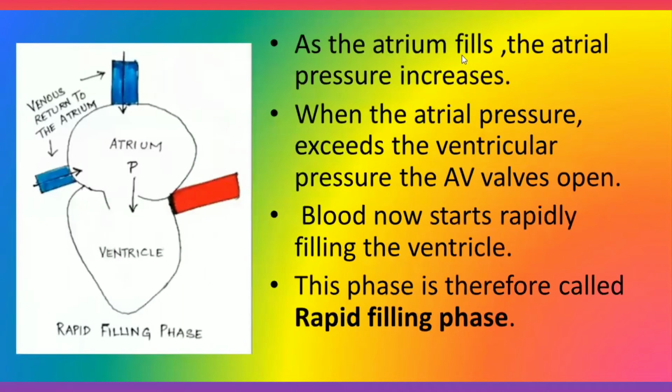As the atrium is filling, the pressure in the atrium will increase. At a certain point of time, when the pressure in the atrium exceeds the ventricular pressure, the AV valves, that is the atrioventricular valves, will open. Blood now starts rapidly filling the ventricle because of the pressure gradient. Here there is more pressure, here there is less pressure. Flow moves from the region of higher pressure to lower pressure. This rapid filling of blood from atria to ventricle is called the rapid filling phase.